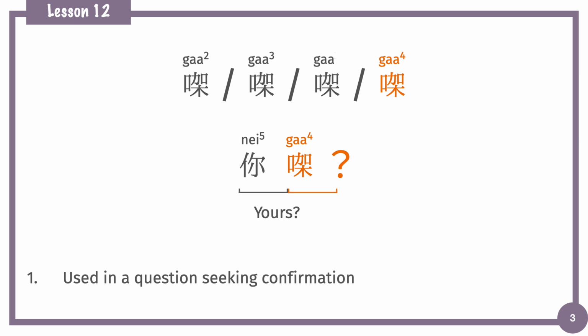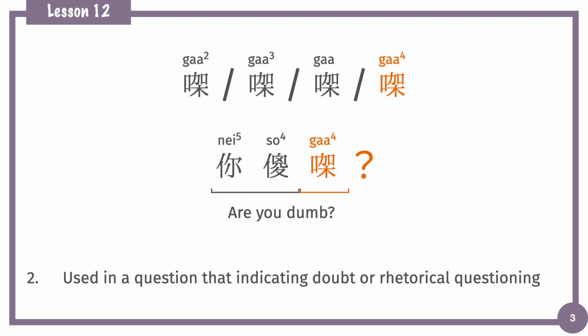And then 你㗎, yours? For example, there's a phone on the desk, and you think the phone might be Mary's phone, and then you ask Mary, is it yours? 你㗎. Like that, you want to confirm your thought. Or sometimes we use it to show doubt, like 你傻㗎. 傻 means dumb. 你傻㗎, are you dumb?